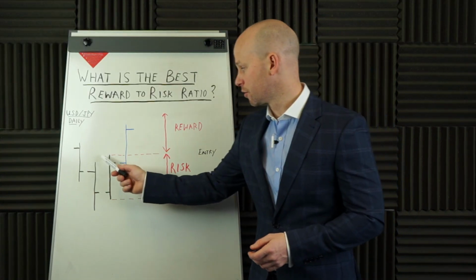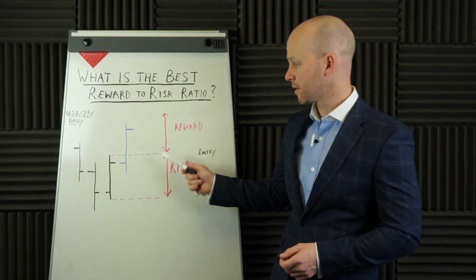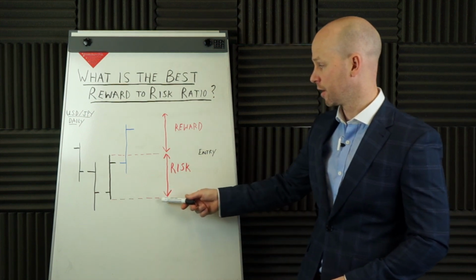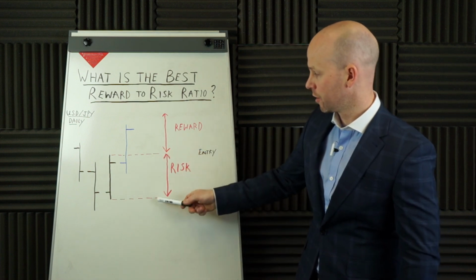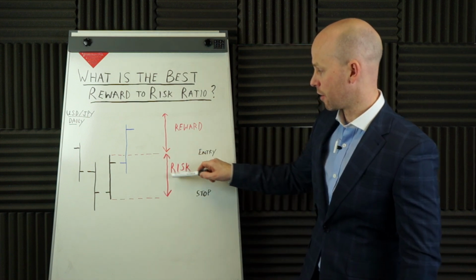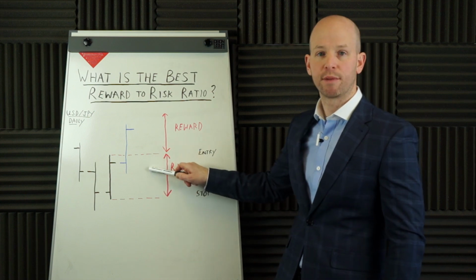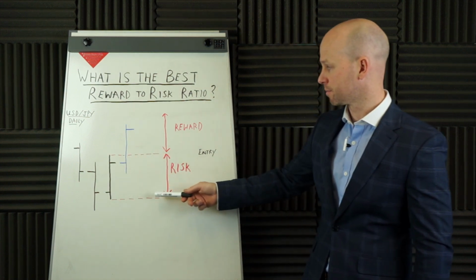So I mentioned the red dashed line, this is our entry point. Now, we always place our stop loss at the low of this third bar. This red dashed line here shows where our stop loss is. So between our entry and our stop loss, that's our risk. Let's, for argument's sake, imagine that's 50 pips. So the range of this bar was 50 pips.